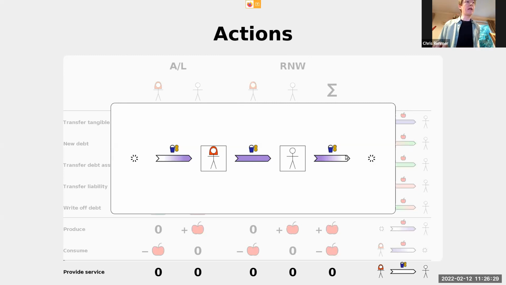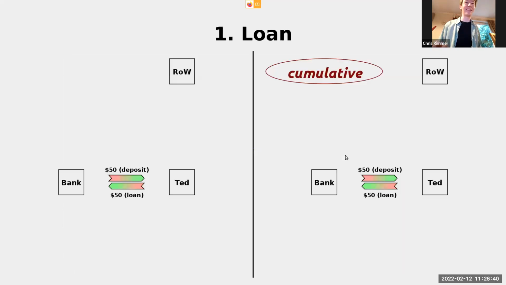In this scenario, there's a guy called Ted who starts with no assets or liabilities. He wants to buy some expensive chocolate to eat. So he goes to the bank for a $50 loan, and apparently you can buy a bar of chocolate for $50. So here we go on the left.